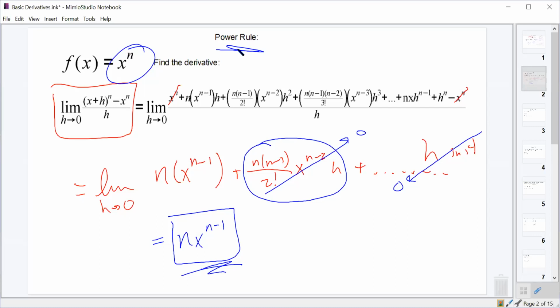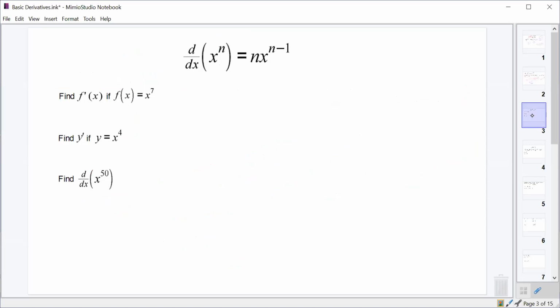All right, cool. So let's apply this rule. I'm going to start talking about different notations for derivatives as we go through. Remember, this means the derivative with respect to x, meaning the variable in there is x. So the derivative with respect to x of x to the n is n x to the n minus 1. And f prime of x means the derivative of f of x.